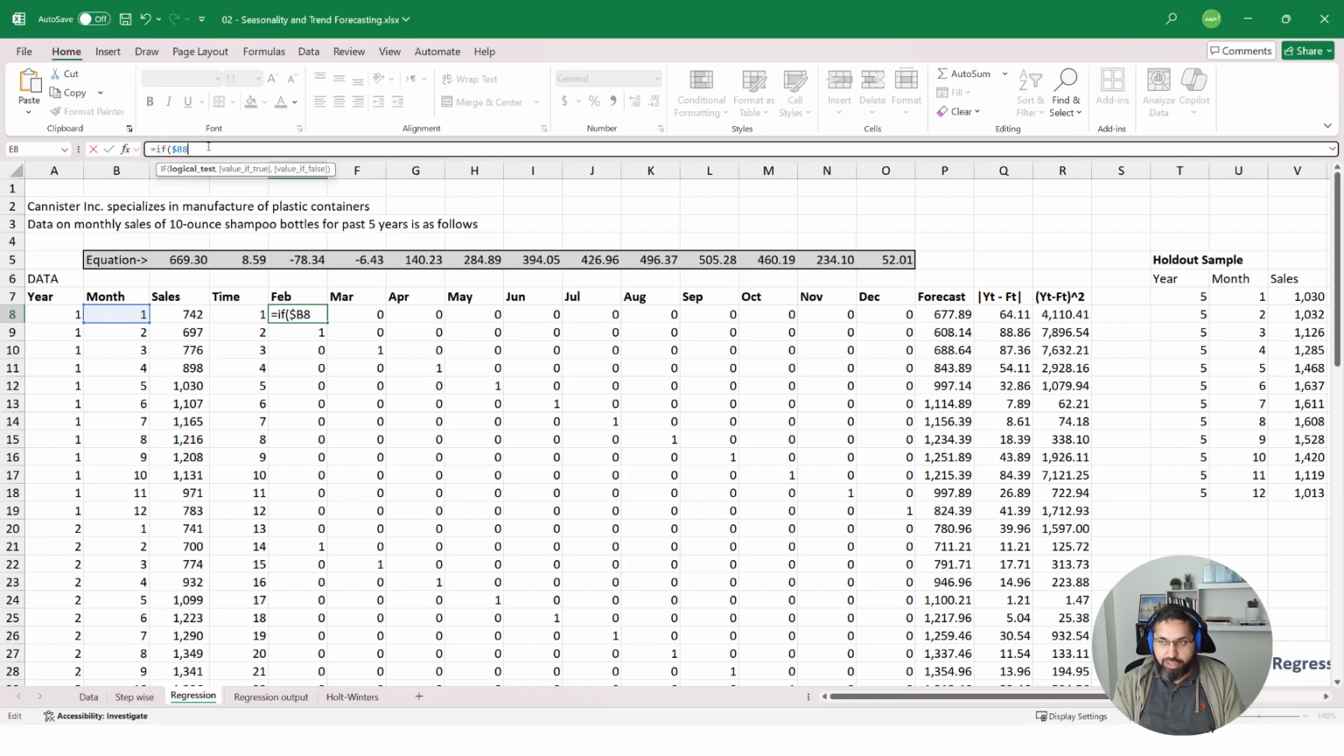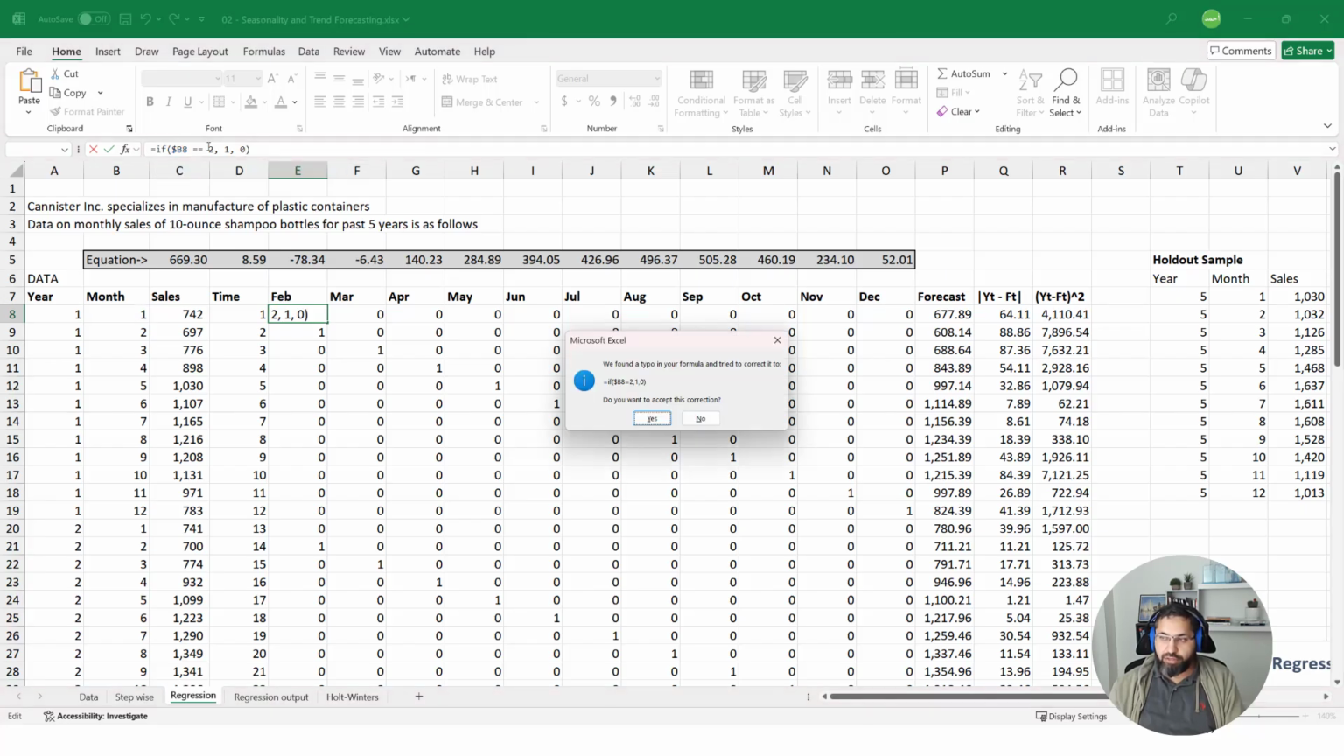Anyway, what we're looking at is B2 equals 2. Is it equal to 2? Is it February? Then give me a 1. If the condition is true, it returns the first value after the comma. And if the condition is not true, it returns the second value, the value after the second comma, which is 0.